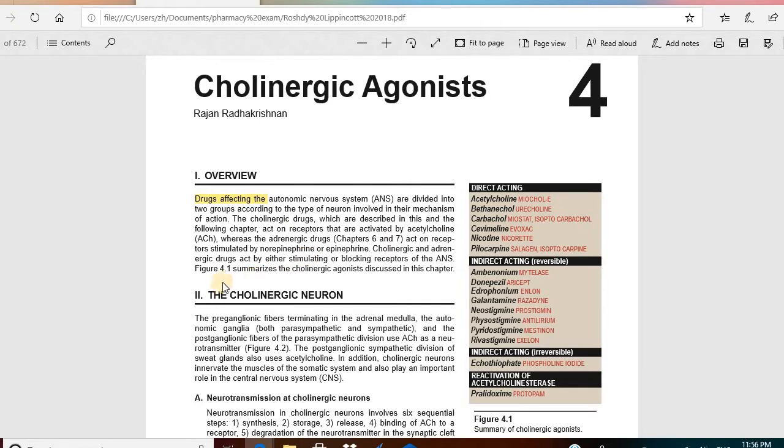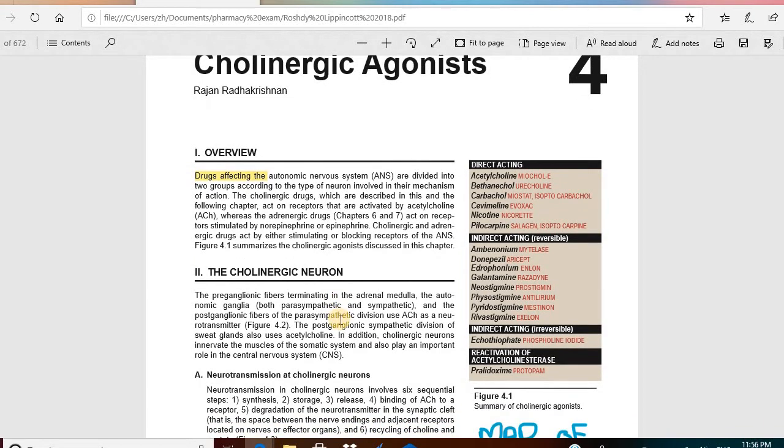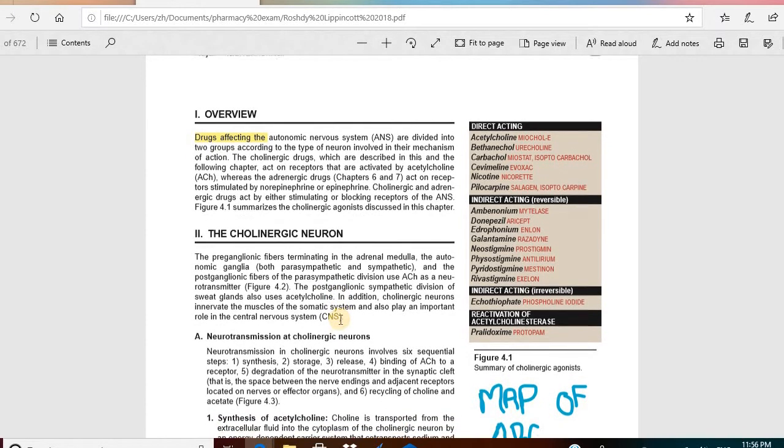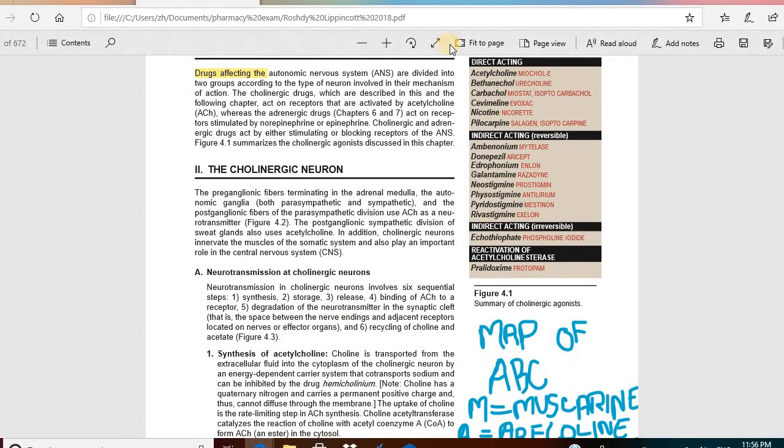So cholinergic and adrenergic drugs act by either stimulating or blocking the ANS and which we are discussing in this chapter. So we are going to discuss the cholinergic drugs, and first of all we discussing the cholinergic neurons, and also in this video we'll discuss the cholinergic receptors at which the cholinergic drugs is performing an action and what is the basic mechanism of these drugs. So there is a cholinergic neuron.